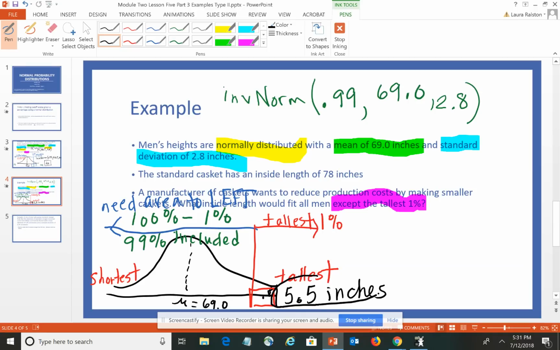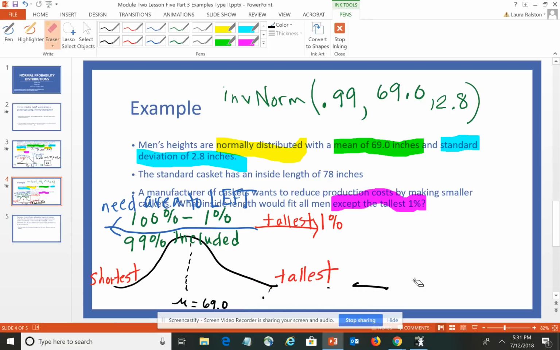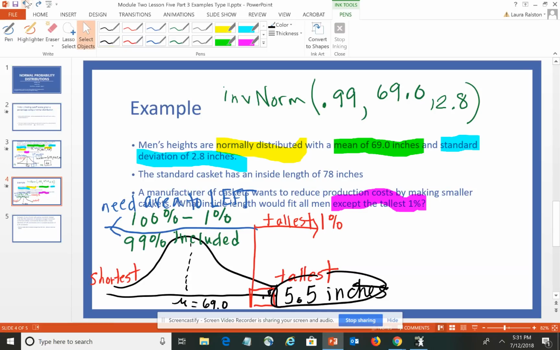So the casket maker could shorten his caskets by roughly 2.5 inches. Okay, so he would be able to save money probably over the long haul.